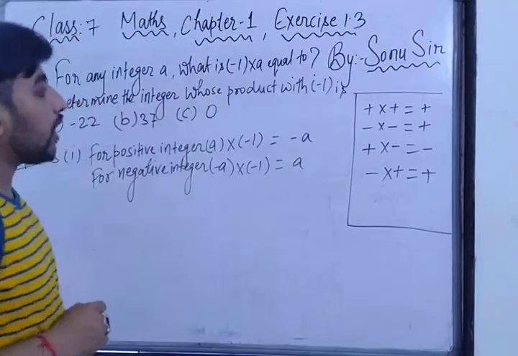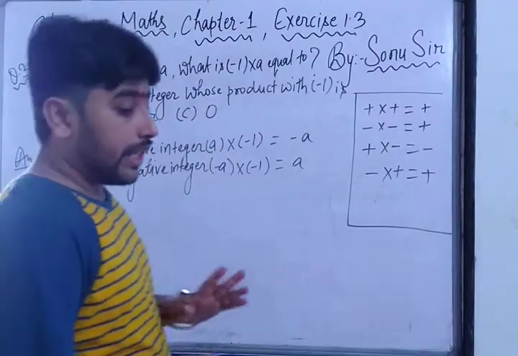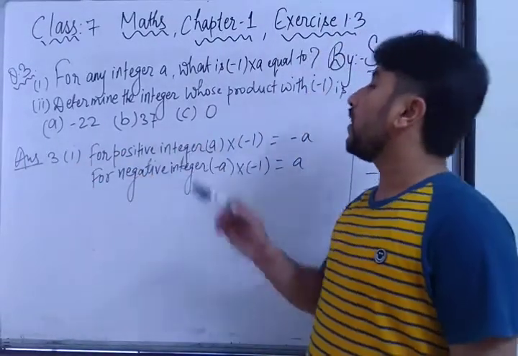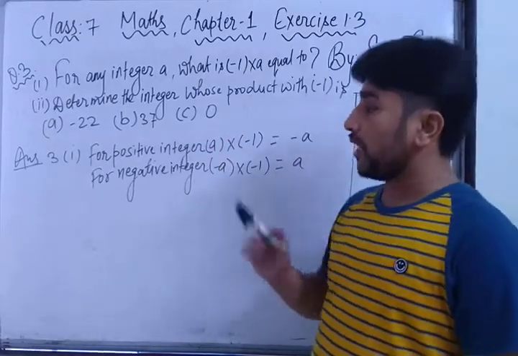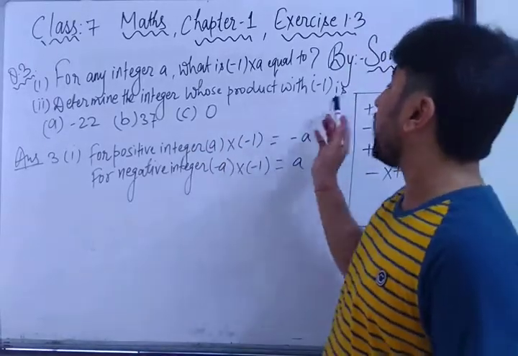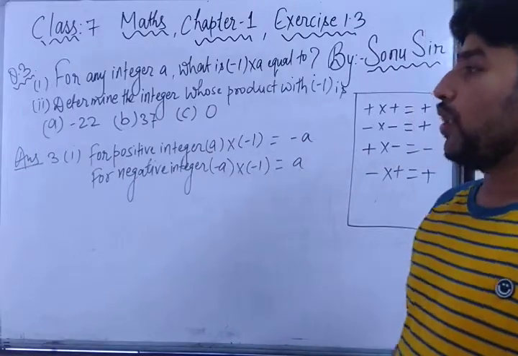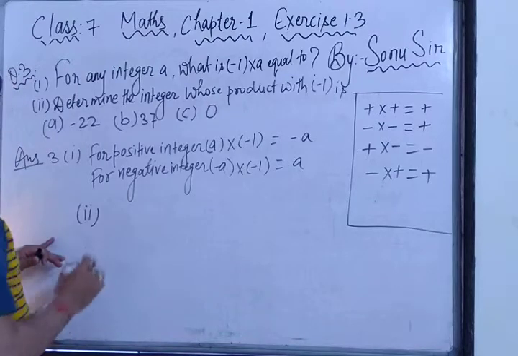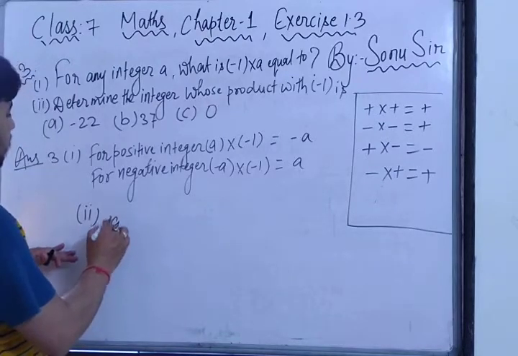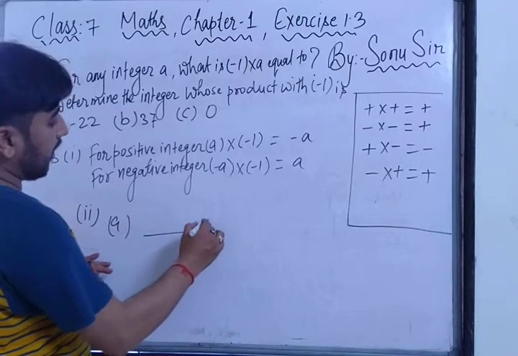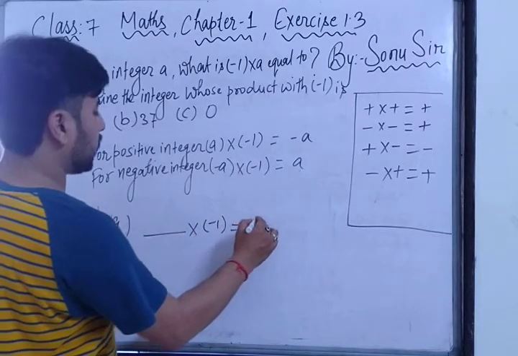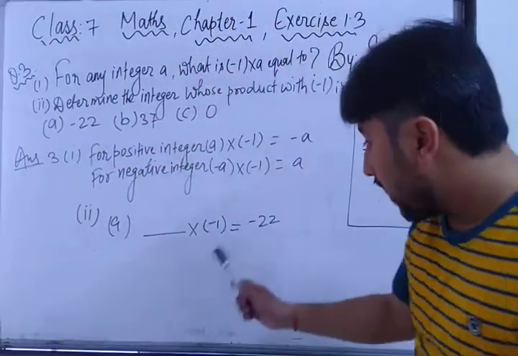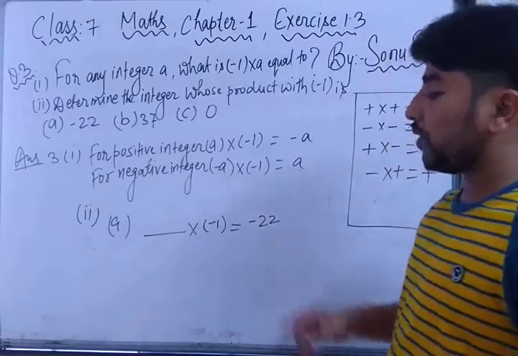Determine the integer whose product with minus 1 gives the following answers: minus 22, 37, 0. Which number was multiplied with minus 1 to get each answer? The question wants to say: which integer multiplied by minus 1 gives the result minus 22? Can you tell me which integer will be multiplied by minus 1, so the result will be minus 22?